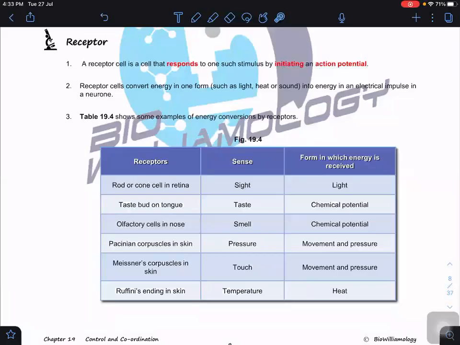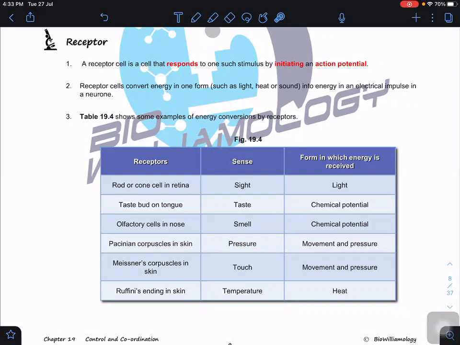Okay, so in this topic of receptors, we want to know what receptor cells can do. A receptor cell is a cell that can respond to a stimulus by initiating an action potential. But before they initiate the action potential, they will initiate the receptor potential first. The receptor must be able to convert one form of energy to another form of energy, which is the electrical impulse in a neuron. So they must have this ability to convert the energy.